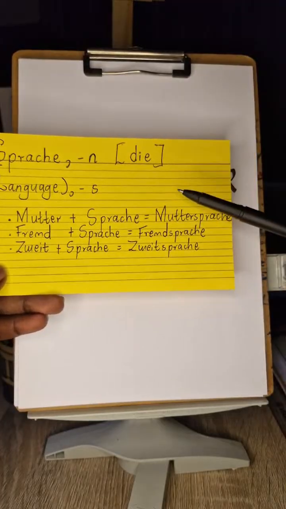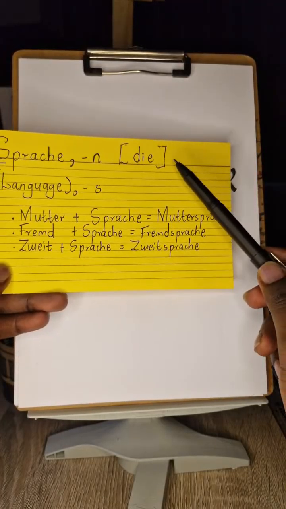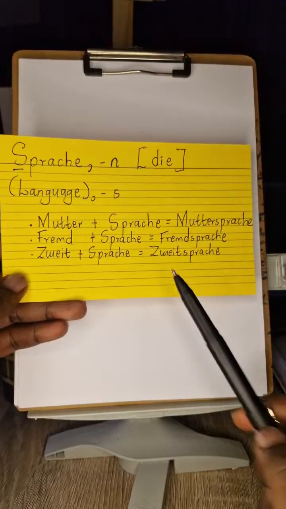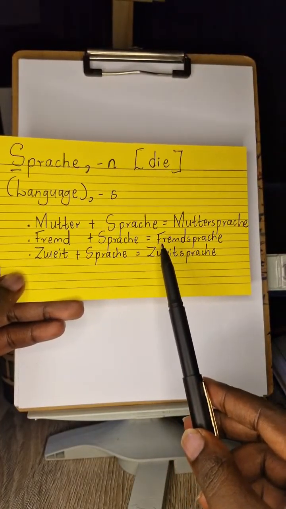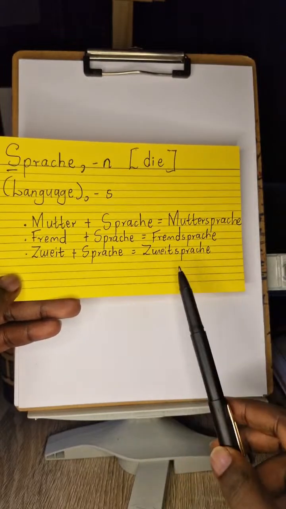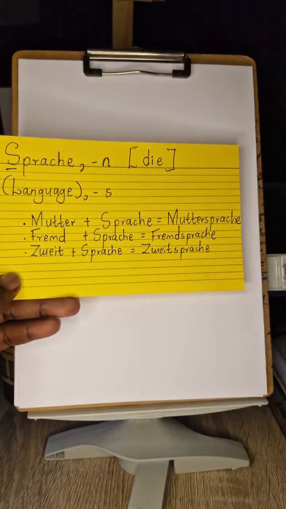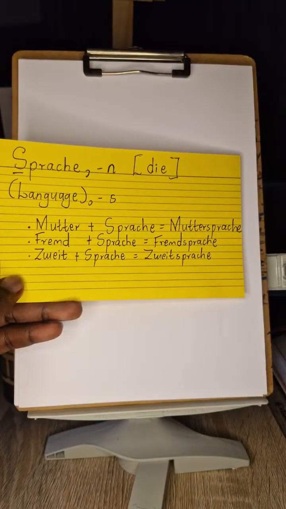Now also note that all of them will have the article die. Normally in German, when you join 2, 3, 4, 5 nouns together, the article of the last noun becomes the article of the entire word, right? So Zweitsprache, meaning second language.